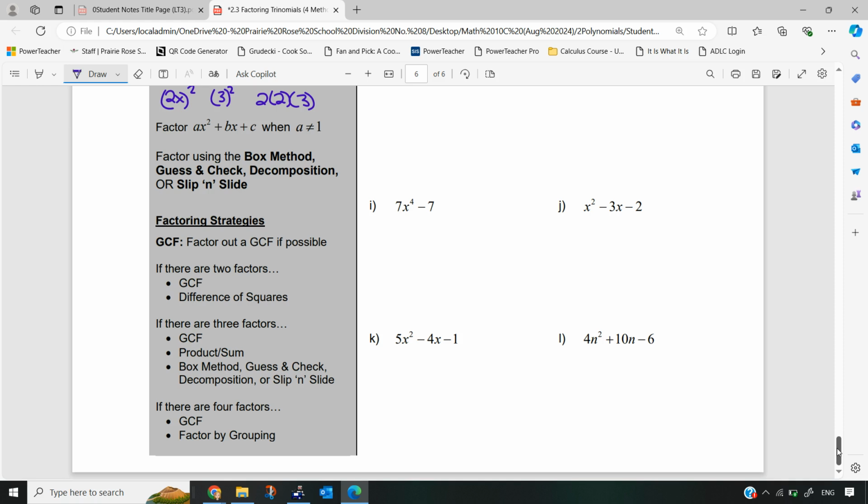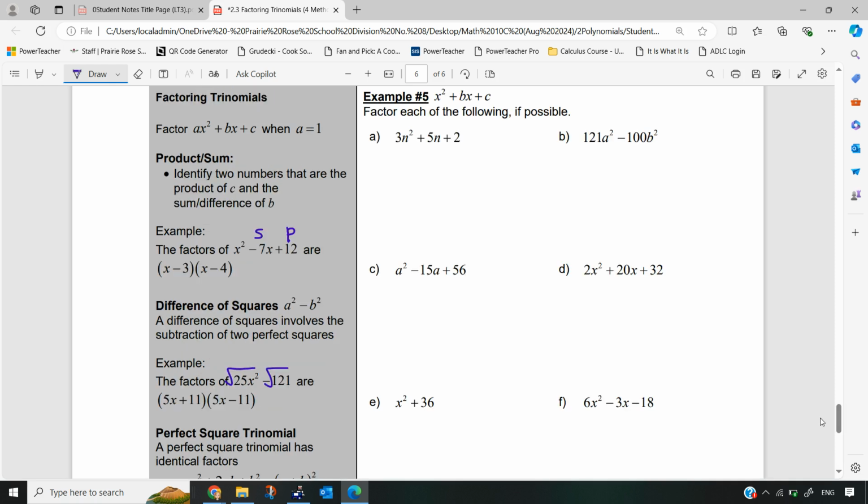If your a value is not 1, then you're choosing one of those four methods: box method, guess and check, decomp, or slip and slide. If there are four factors, check for a GCF, and then check to see if you could do factoring by grouping. So at this point, what I'd like you to do is pause the video, try these examples on your own, and then come back and check your work.